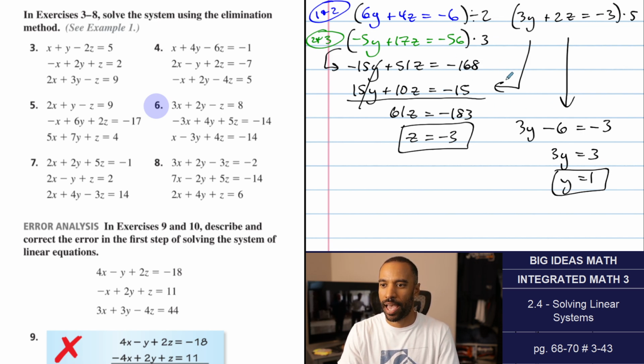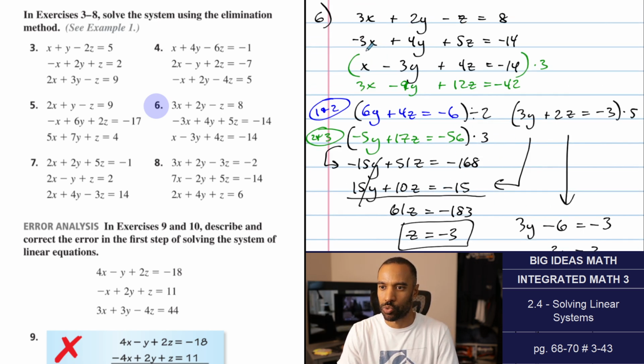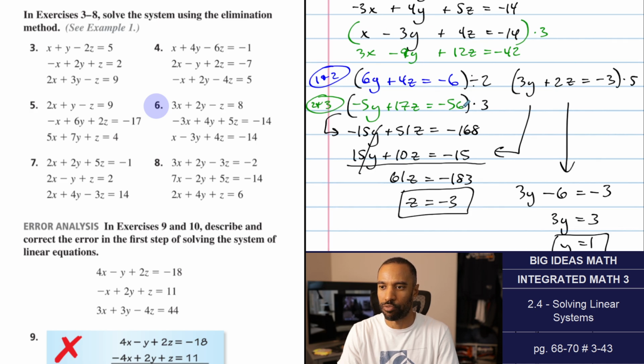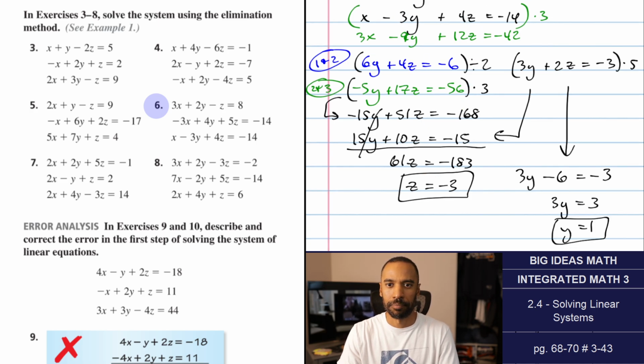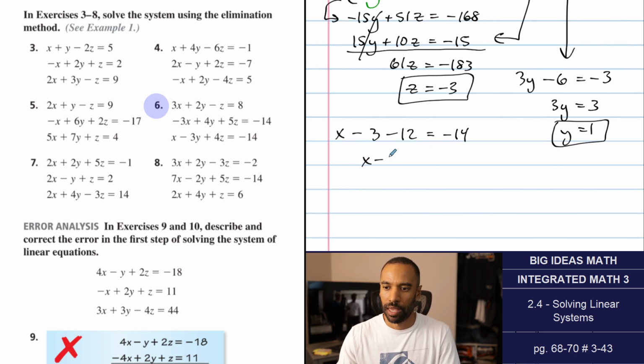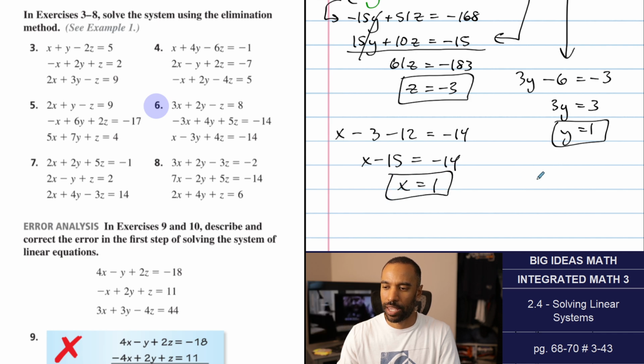And now we solve for x. Take an equation up here. Maybe this one right here: x minus 3y plus 4z. I'll just write it right here while I can see it. x minus 3y is minus 3, plus 4z is minus 12, in that case, equals negative 14, and let's proceed. And we get x equals 1. So my final ordered triple here is 1, 1, negative 3.